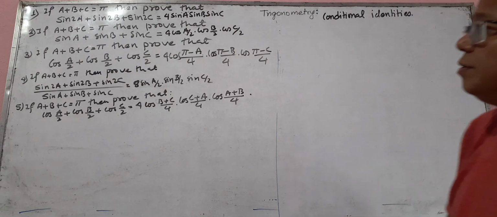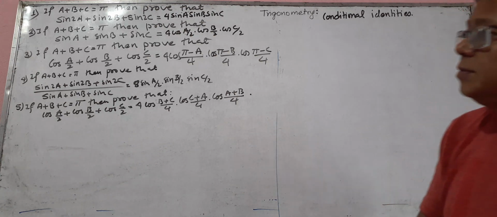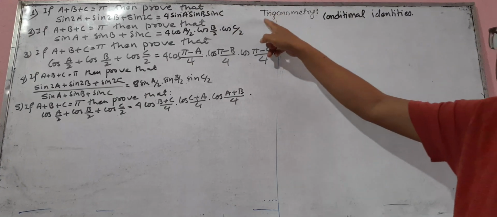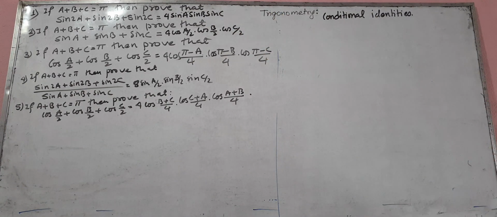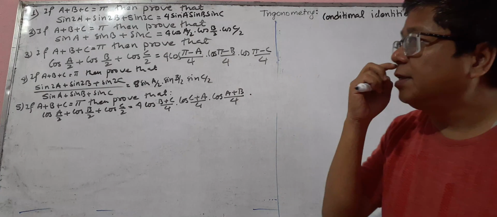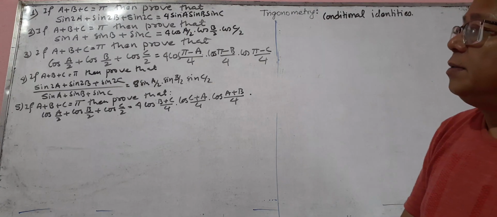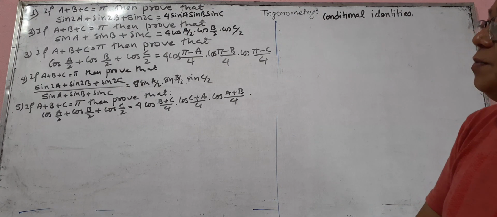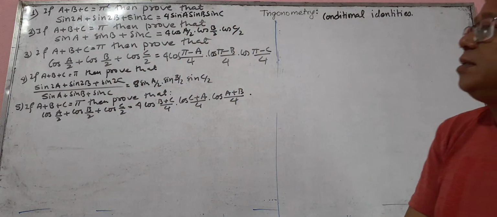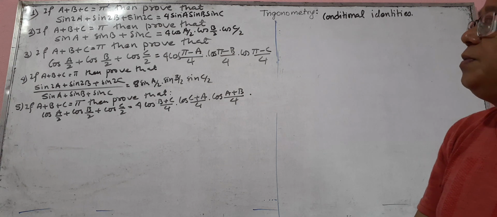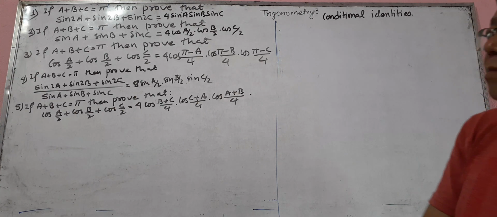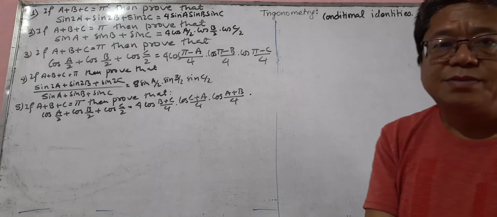Today I'm going to show you the video solution of 5 problems taken from the conditional identities of trigonometry, from Additional Mathematics for grade 10. Look at question number 1. The condition is a plus b plus c equals pi radian, and then prove that sine 2a plus sine 2b plus sine 2c equals 4 sine a sine b sine c. Similarly, there are other problems.